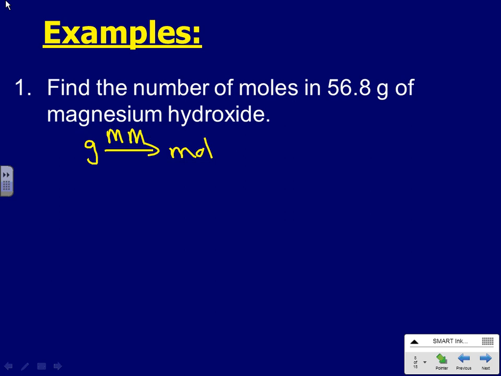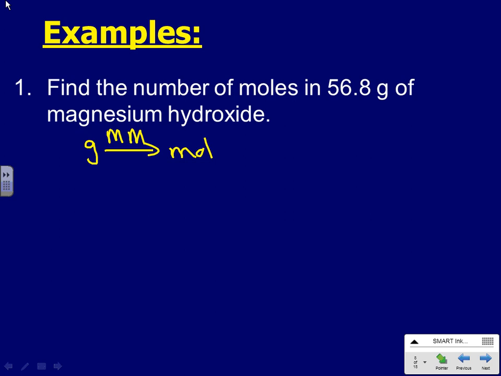Where does the molar mass come from? It comes from the formula, which means I need a magnesium hydroxide. So now I'm doing two problems. I'm getting the molar mass, and then I'm going to use it as a conversion factor. I always like to put my molar masses off to the right side of the page just to get it out of the way. I need a magnesium hydroxide formula.